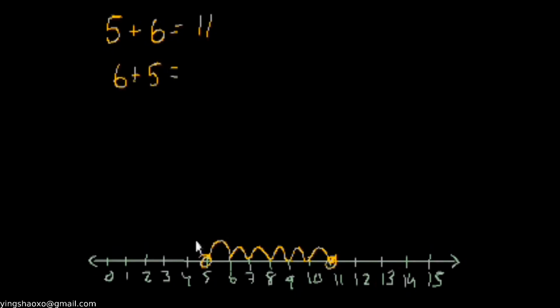Well, let's try that. I'm going to try a different color so we don't get all confused. So let's start at 6, right? Ignore the yellow for now and add 5 to it. 1, 2, 3, 4, 5. We get to the same place.